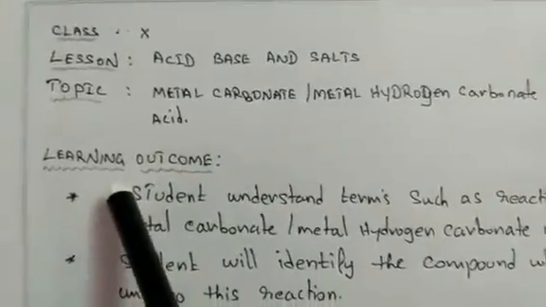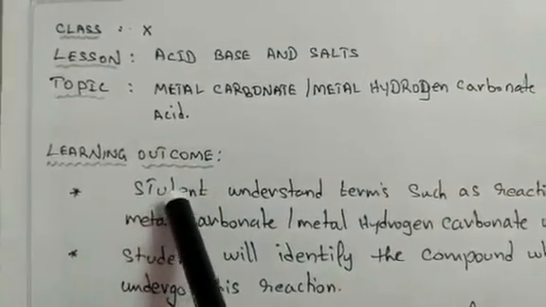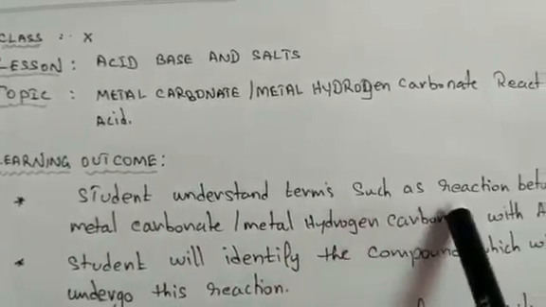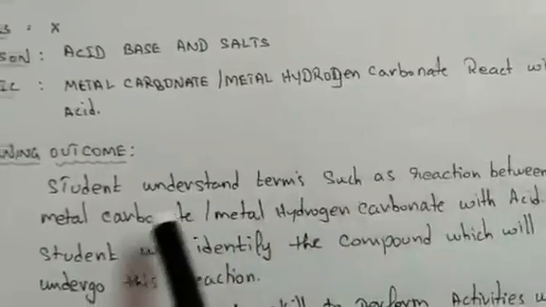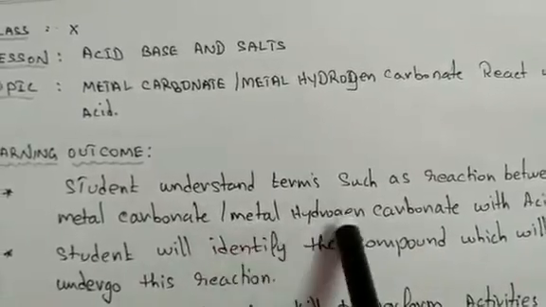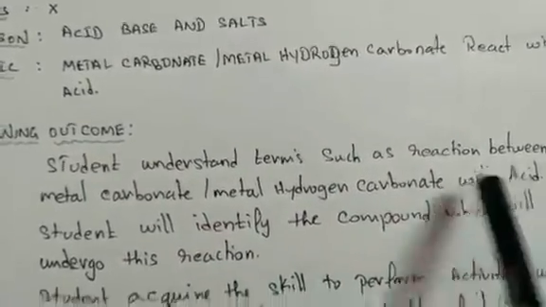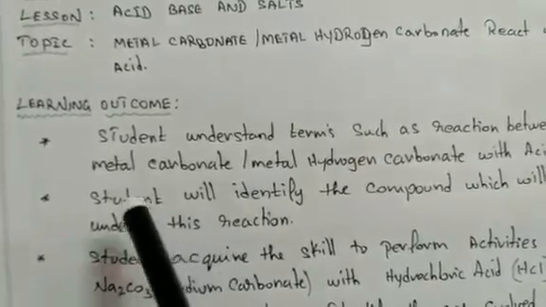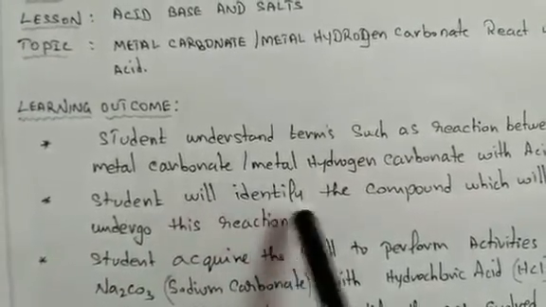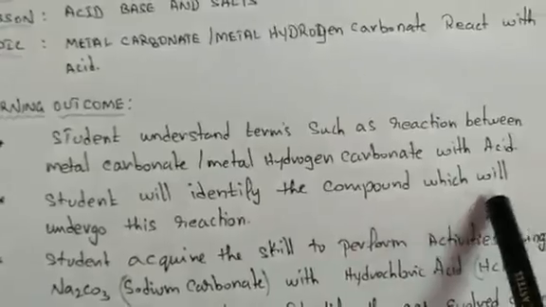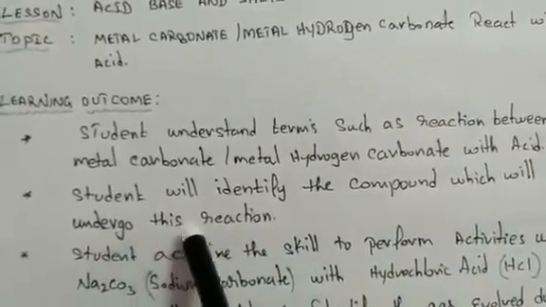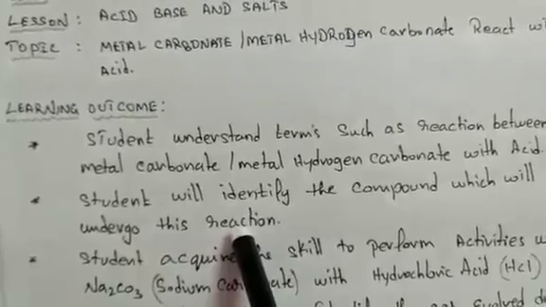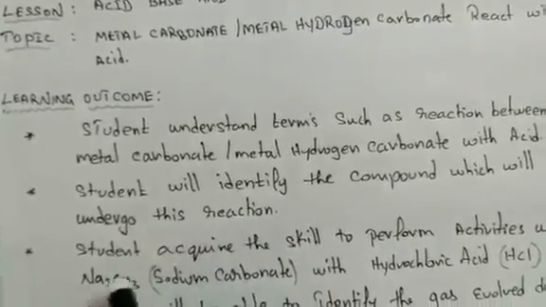The learning outcome for the session is that you are all able to understand the reaction between metal carbonate and metal hydrogen carbonate with acid. Don't worry about what you are going to see. Students will identify the compound which will undergo this type of reaction.